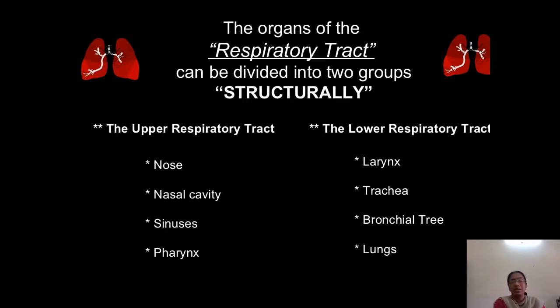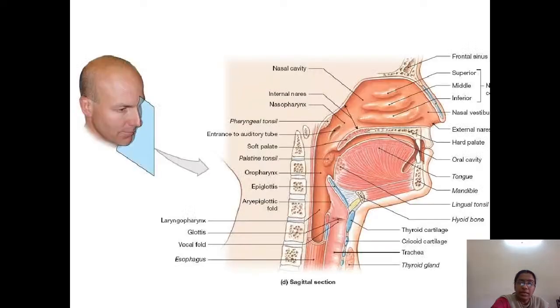Now let's start the class with the lower respiratory tract. What does the lower respiratory tract include? As we said earlier, it includes the larynx, trachea, bronchial tree and the lungs. So let's start with the larynx. What you are seeing is the larynx. It is made up of cartilages, membranes and also some muscles.